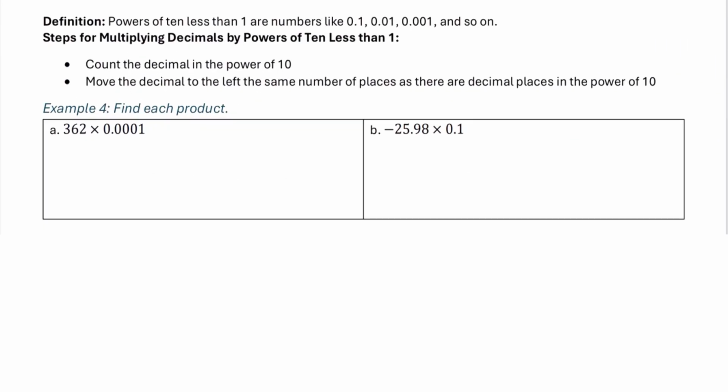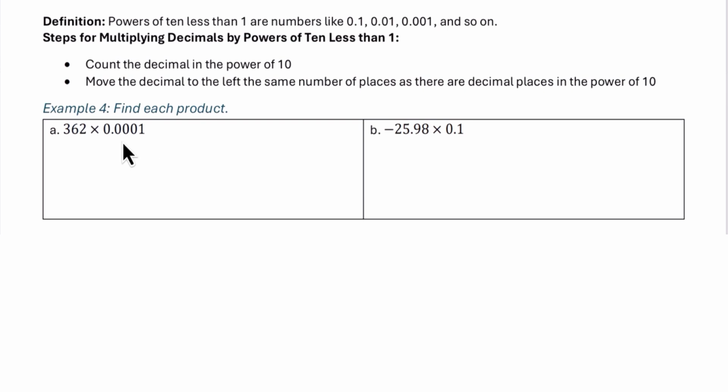Powers of 10 less than 1 are numbers like 1/10, 1/100th, 1/1000th, and so on. The steps to multiply decimals by powers of 10 less than 1 are: first, count the decimal places in the power of 10, and then second, move the decimal to the left the same number of places as there are decimal places in the power of 10.